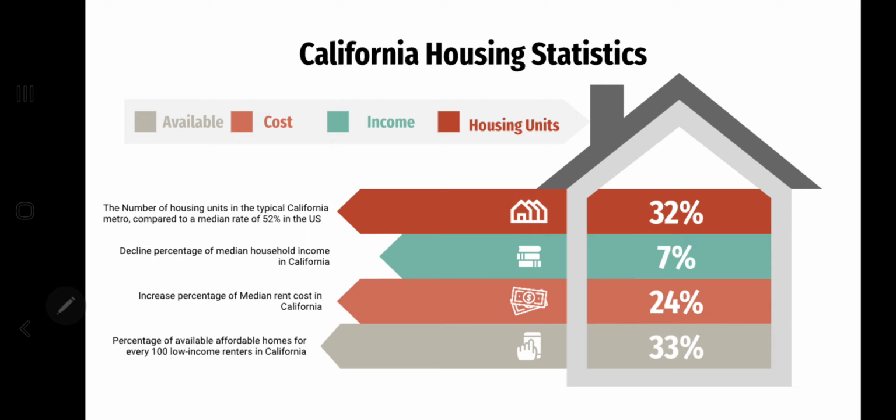Some statistics on California's housing crisis include a low number of housing units per metro, that being 32%, compared to metros in other states within the U.S. being 52%. Another is a 7% decline of median household income over the past year, followed by a 24% increase in the median rent costs in California. Finally, for every 100 low-income renters in California, only 33% of them will be able to attain available, affordable homes.